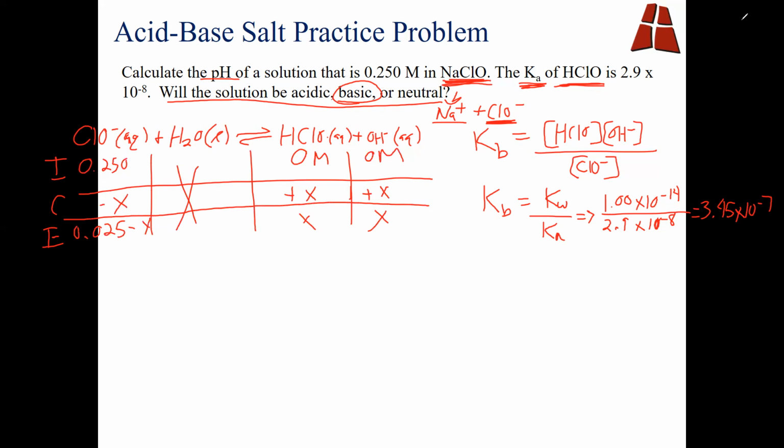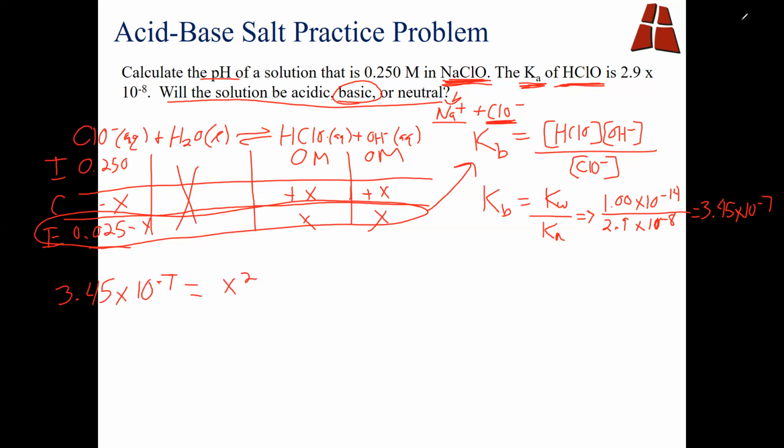We should be able to now plug our equilibrium row values into our Kb expression. And so I'm just going to plug in our numbers and our variables. We determined that Kb is 3.45 times 10 to the minus 7th. So that will be equal to x squared over 0.25 minus X. I'm realizing X is on the wrong side there. Sorry about that. But that's why we catch our mistakes, right? And we can always look back to the problem.